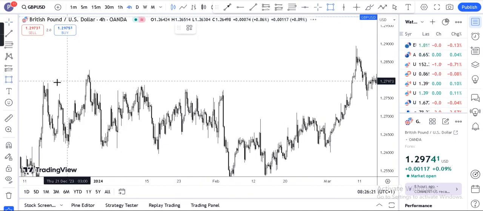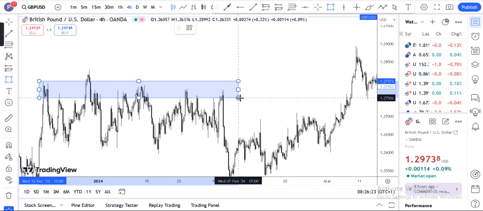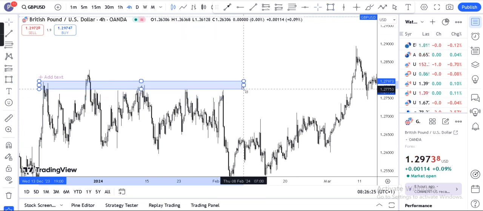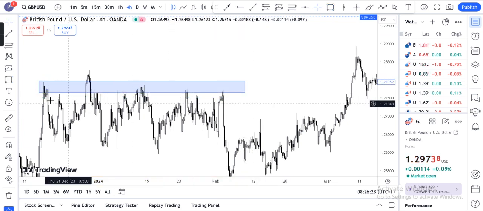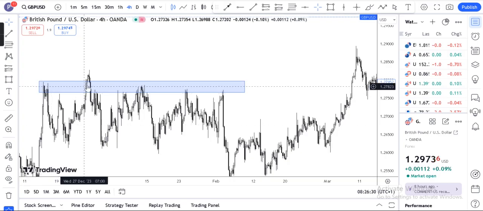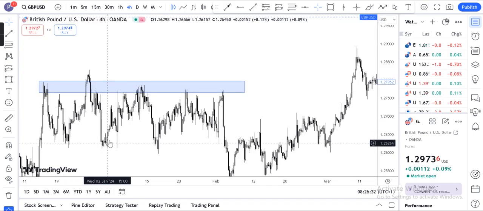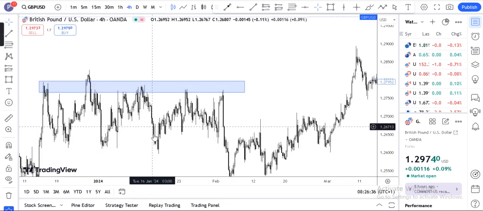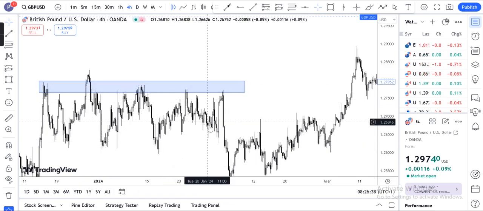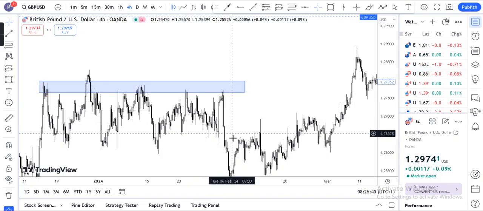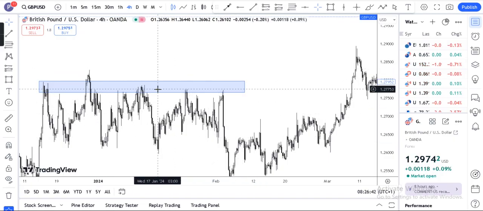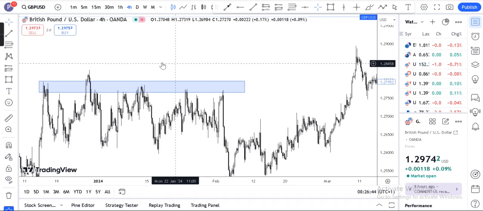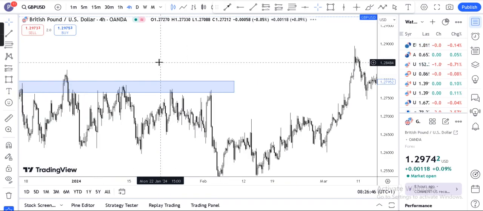Now, what can we see? This is a strong resistance level. This is a very strong resistance level. Why? Because whenever the market got into this resistance level, it dropped. It got into the resistance level again, it dropped, tried it again, it dropped, did the same, it dropped. So this is how you are able to get resistance levels in the market.